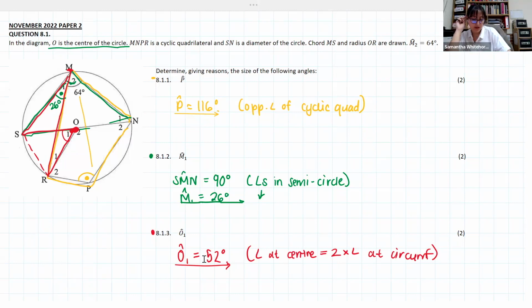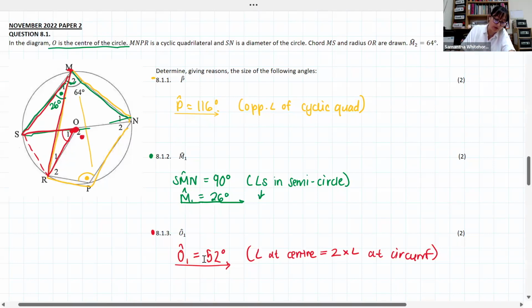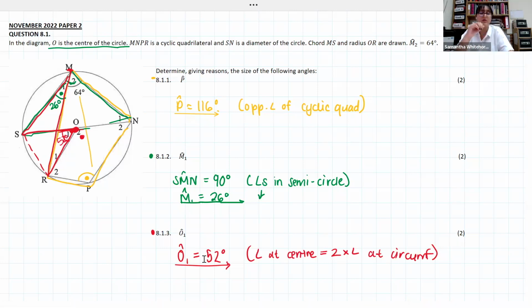Okay, I've got a question. I used angle at center for O1, perfect, and then angles on a straight line to find O2, perfect. So if we needed to find O2, absolutely, because we now know that this is 52 degrees, we definitely can use angles on a straight line. That is absolutely 100% perfect.